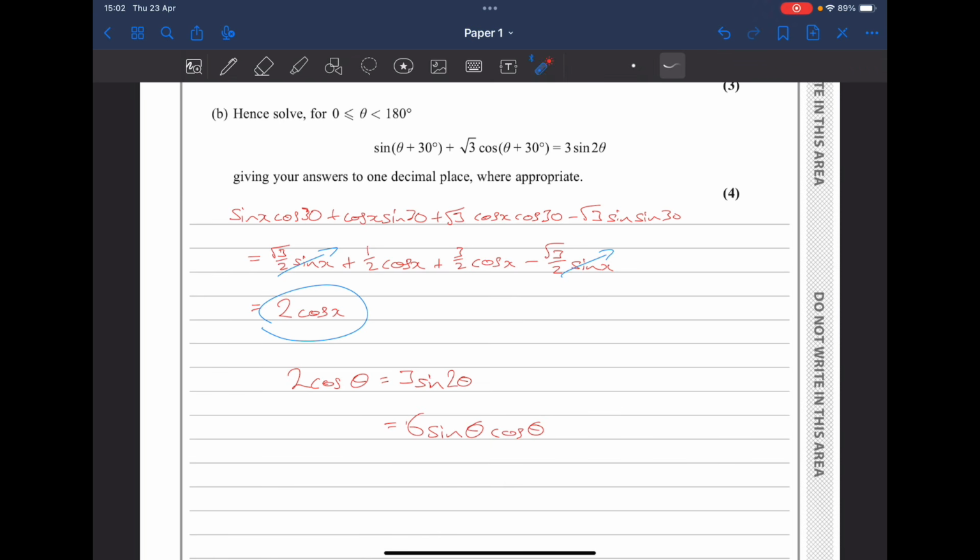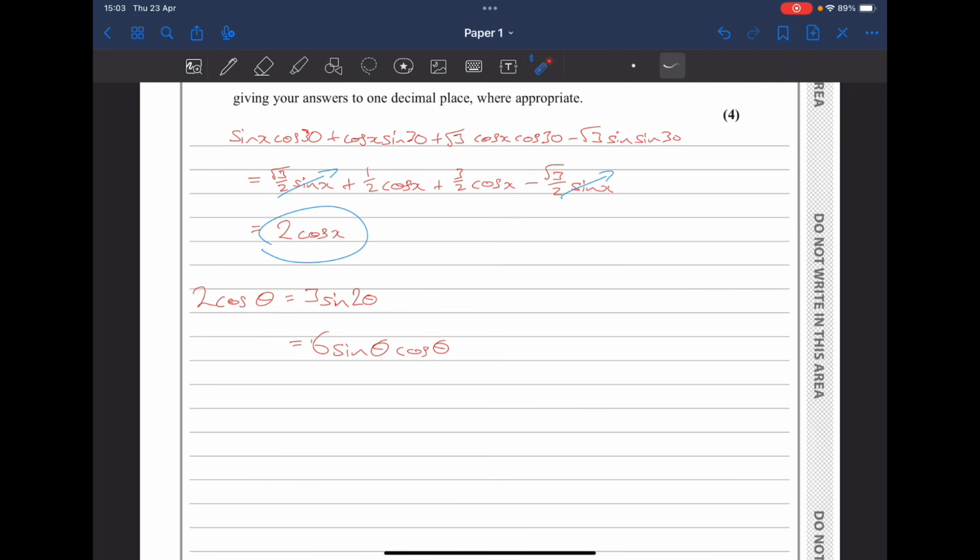This is good. Don't cancel the cos. Factorize the cos. If we bring the cos to the other side, what we're going to have is cos theta lots of 6 sine theta minus 2. So taking the 2 cos over the other side, we'd have a negative on this side, and then just factorizing that out. That would all equal 0. What does that tell us?